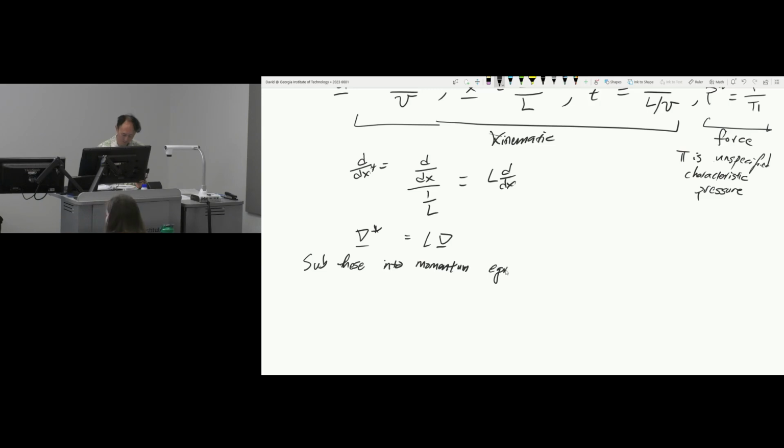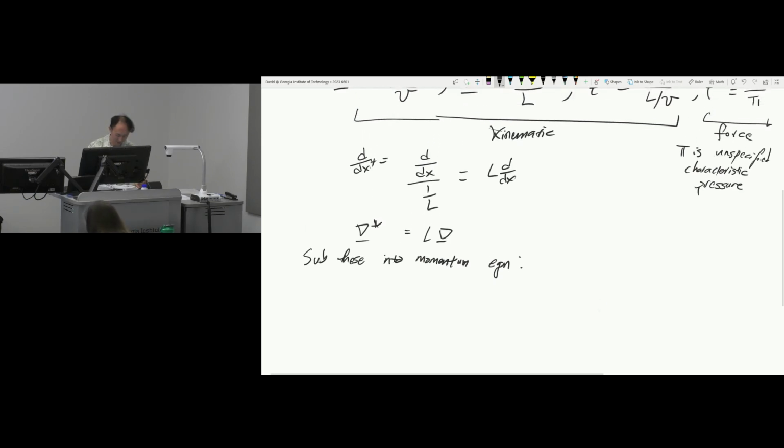Let's plug them into our momentum equations. I almost want to do this as a class activity. Let's just do this one first, and then we'll do the whole thing. Basically, non-dimensionalize this for me at your seats, and then we're going to do the whole Navier-Stokes. But I want to make sure you can do this one first.